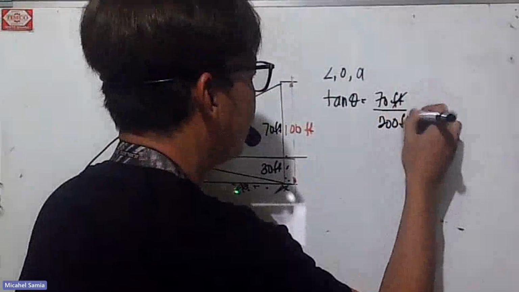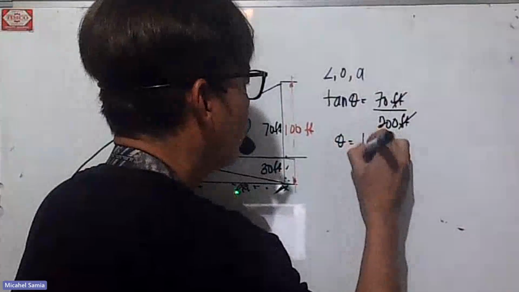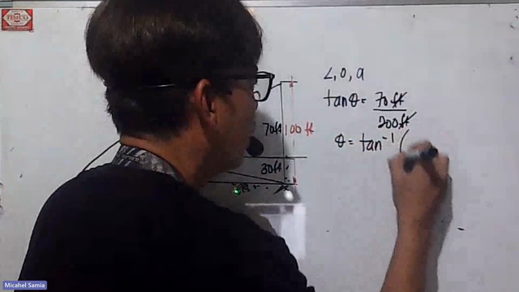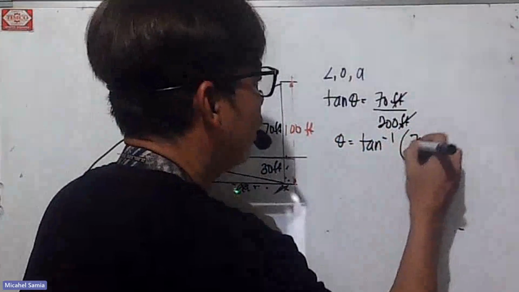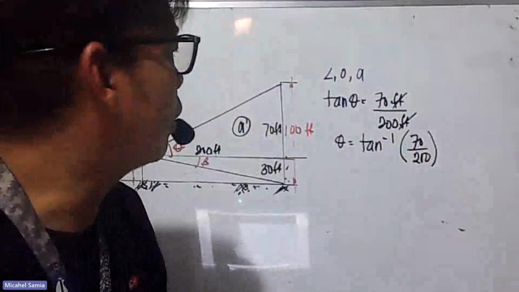Canceling the unit of feet, what remains for us is degrees. Okay? So theta now is equal to arctangent, or tangent raised to negative 1, of 70 divided by 200, or 7 divided by 20. Okay, so let's solve for theta.